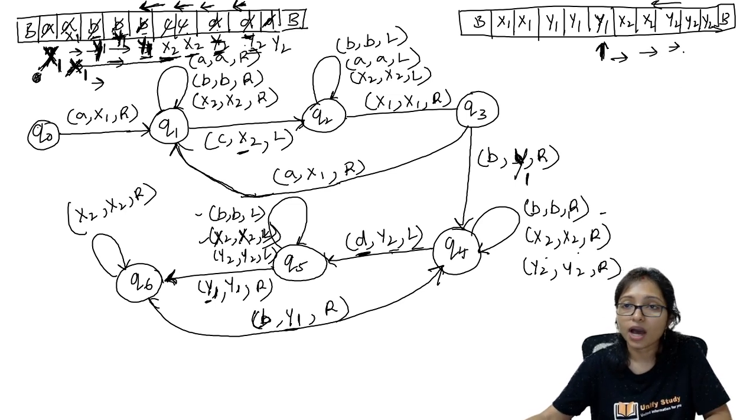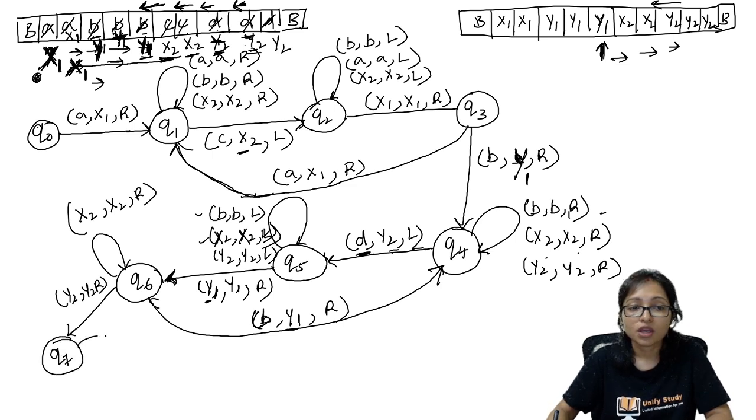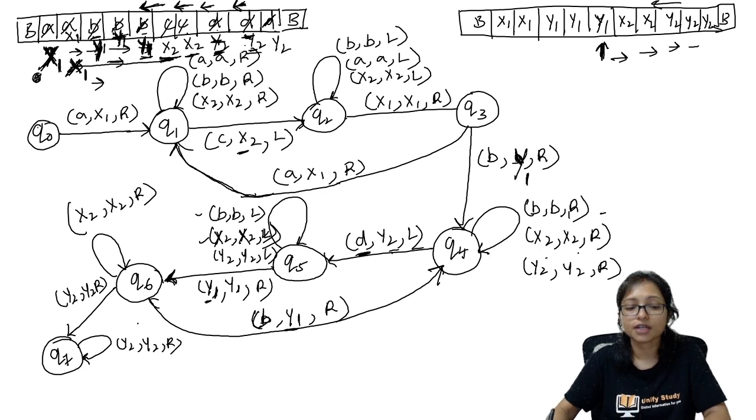When I am getting y2, I am able to understand that AB is not there anymore. So now I am sending it to this one. If I am getting y2, I will move to the right direction. This is my Q7 state. If I am getting more y2, I will be in this state only, that is y2, right direction.